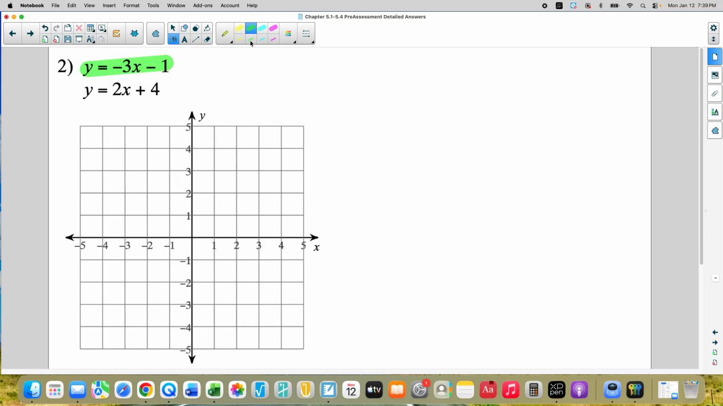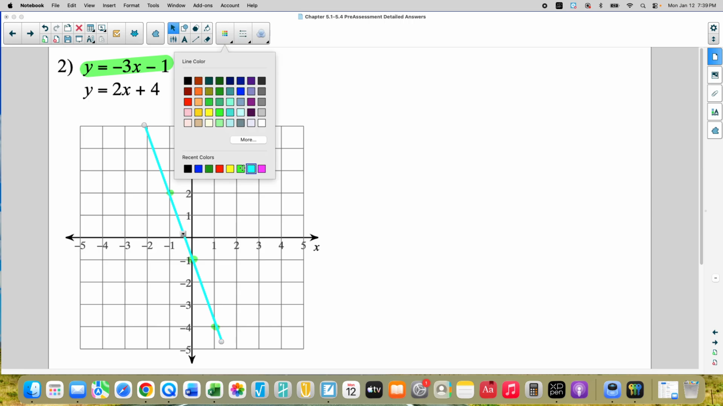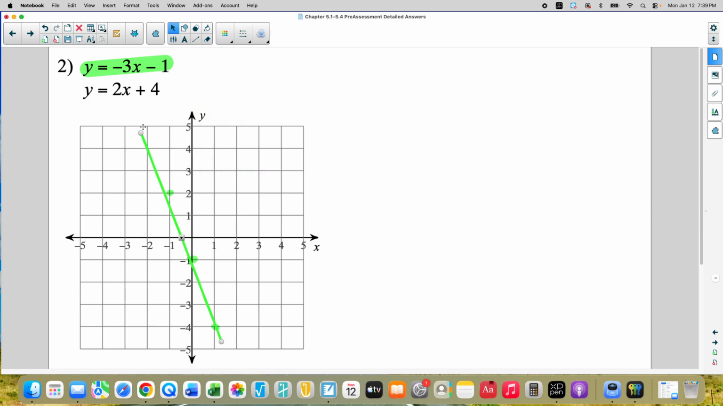We'll take this, we go and use it. It is in slope-intercept form, so we make a dot at the y-intercept, which is -1. We use the slope, which is -3/1, down 3, right 1, or up 3, left 1. We connect them. Let's change that color. Whoops. That's pretty good right there.